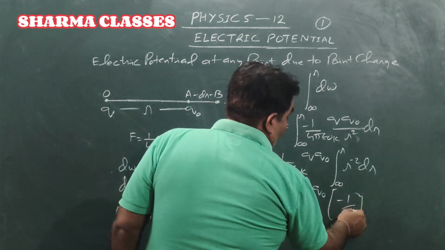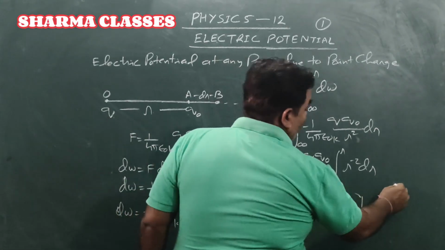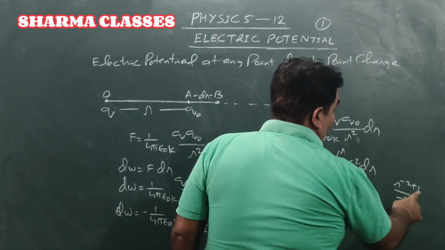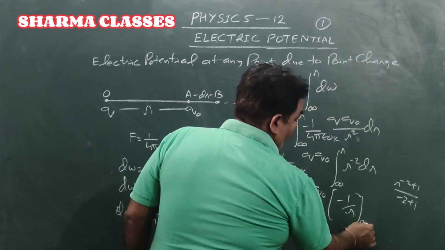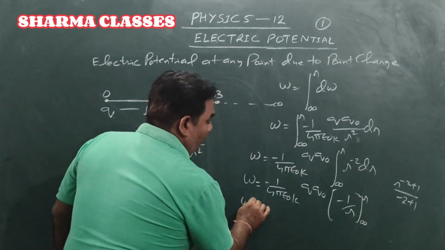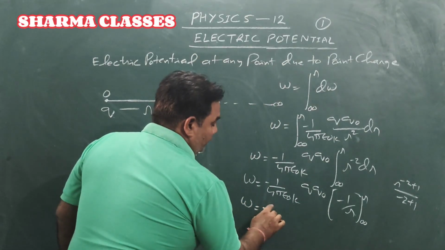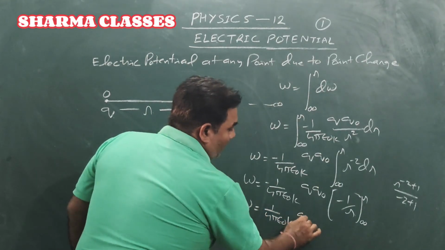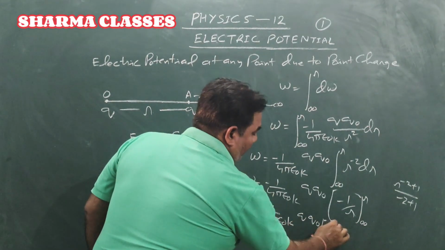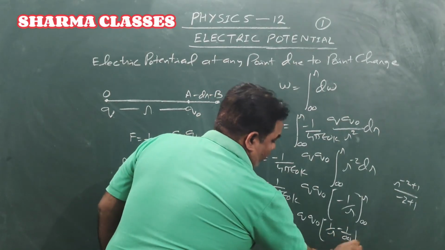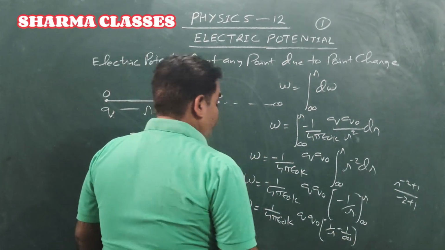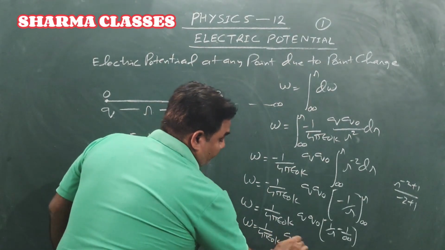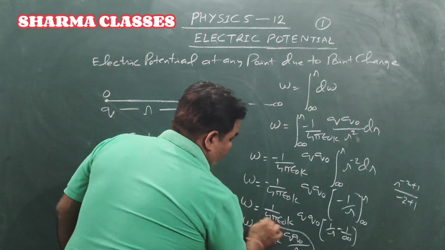Now when we integrate r to the power minus 2, we get minus 2 plus 1 upon minus 2 plus 1, r to the power minus 1, so minus 1 upon r, between infinity and r. So we get plus 1 upon 4 pi epsilon naught K, q naught, putting in the limits, minus 1 upon infinity, but 1 upon infinity is 0. So the net total work is 1 upon 4 pi epsilon naught K, q naught upon r. This is the work.